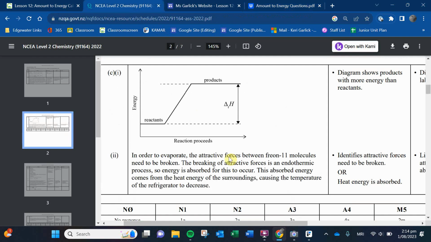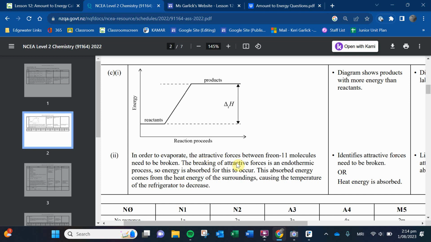So what we are thinking about in this case is the fact that these molecules are going to be evaporating from a liquid to a gas. Any form of evaporation is going to be endothermic because we have to absorb heat energy to break bonds. And so that's what it's saying in this little paragraph here. The breaking of the attractive forces is endothermic, so energy is absorbed for this to occur.